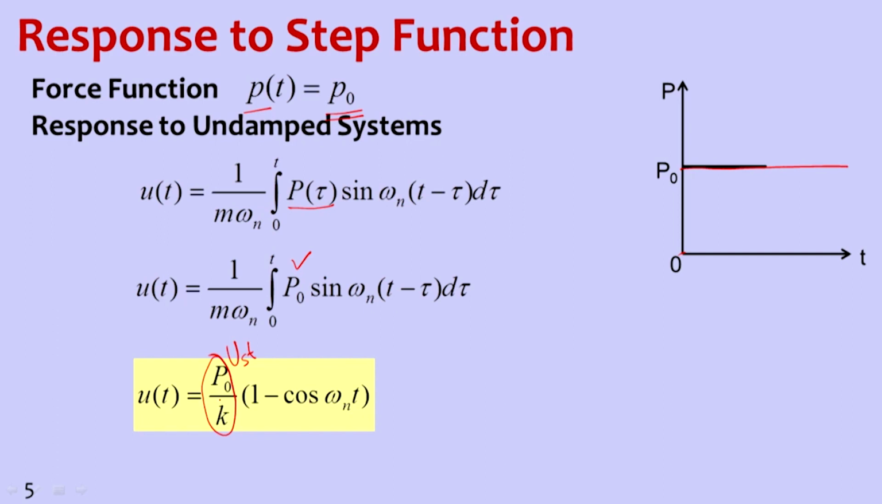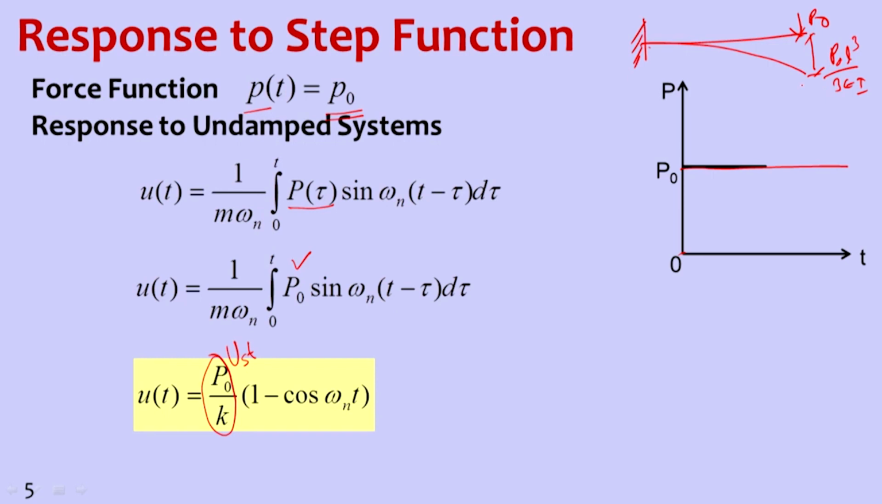So for a cantilever beam, if a force P naught is acting, what is the deflection of that cantilever beam? We already know that when a force P0 is applied at the free end, the deflection will be P0 L cubed by 3 EI.